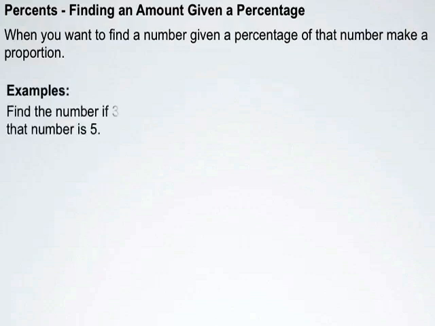So for example, find the number if 30% of that number is 5. A proportion is a statement of equality between two ratios or fractions. So 30% as a fraction is 30 over 100. And we know that this 30% is 5. So 30% is 5, but we don't know 5 out of what number. So what number is the 5 being compared to?